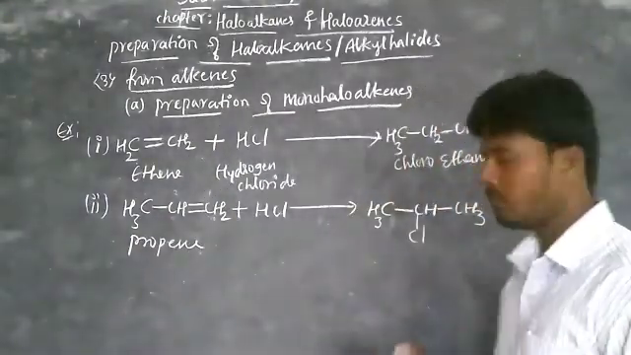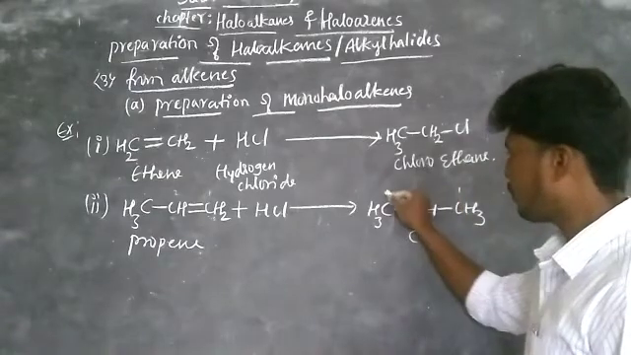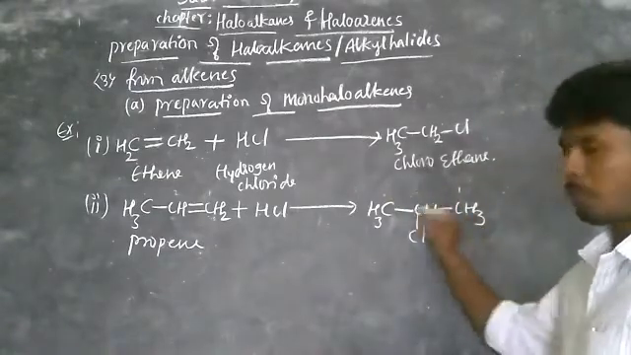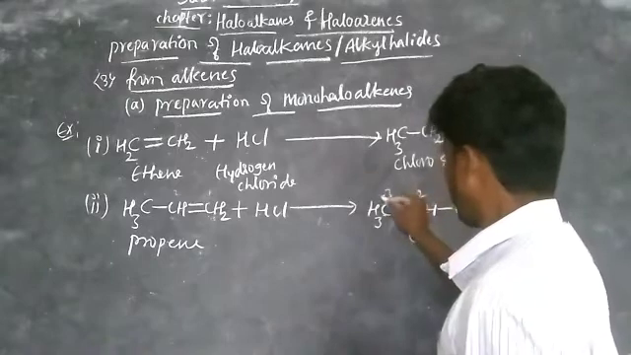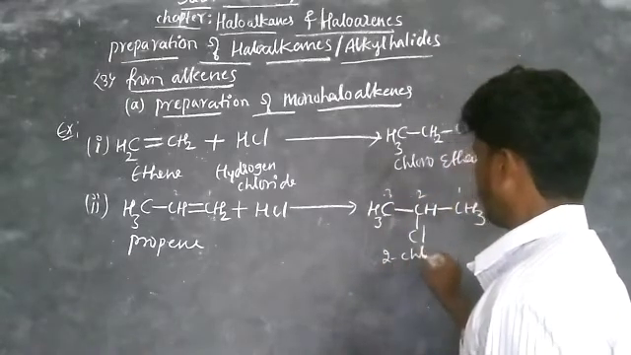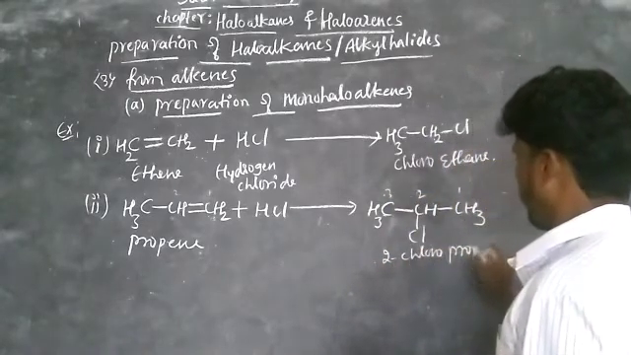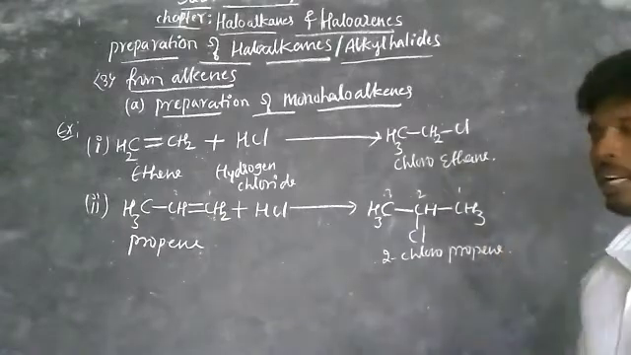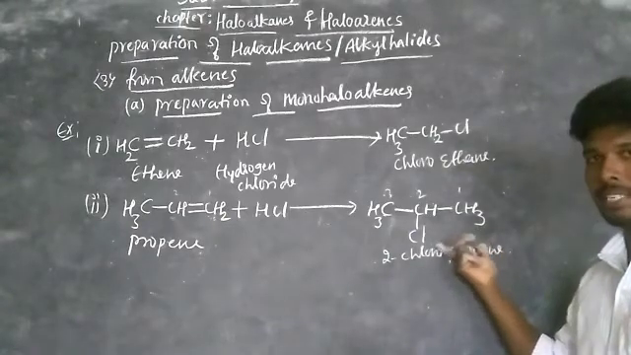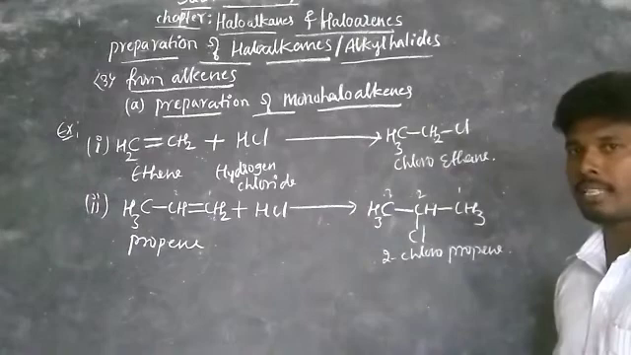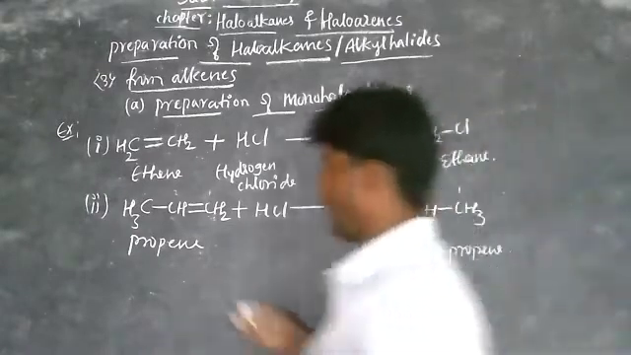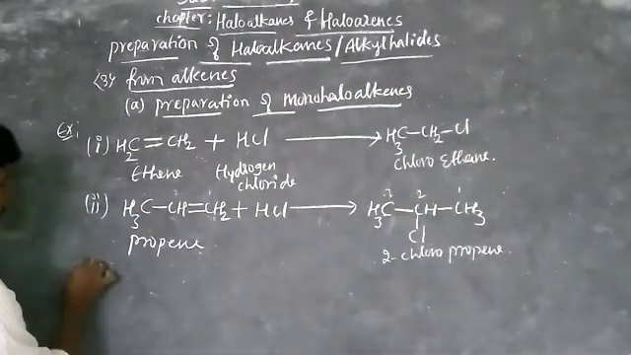What is its name? Give numbers 1, 2, 3. So 2-chloropropane. You should apply Markovnikov's rule in such cases, that is, when we are taking an unsymmetrical molecule. Similarly, now take one more example.